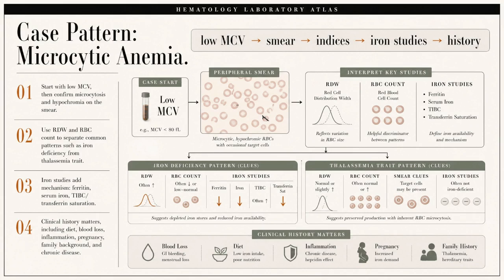Iron deficiency often has an increased RDW. Thalassemia trait may have a very low MCV with a relatively preserved RBC count. The smear adds visual detail like hypochromia or target cells. Iron studies and patient history then guide confirmation. Microcytosis is a clue, not a diagnosis. Next, we'll look at a bleeding pattern.